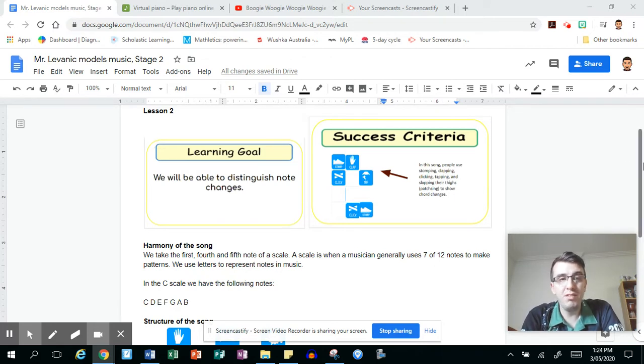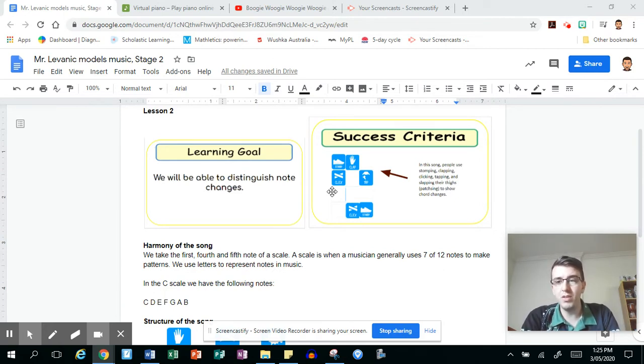So we're up to Lesson 2, and we will be able to distinguish note changes. Today, we're going to listen to our 12-bar blues song, the Boogie Woogie Woogie Woogie Boogie, and talk about changes in the notes, so what notes are being played. We're going to be modeling that today by using our body percussion, so patting your shoulders or clapping or clicking or patting your thighs, like we did when we were keeping the beat in the warm-up. We're going to use that to identify note changes.